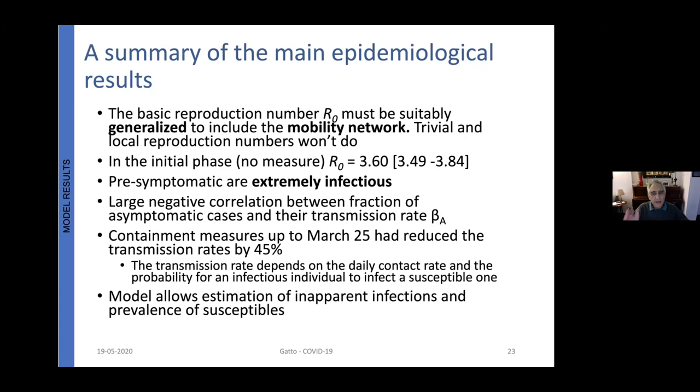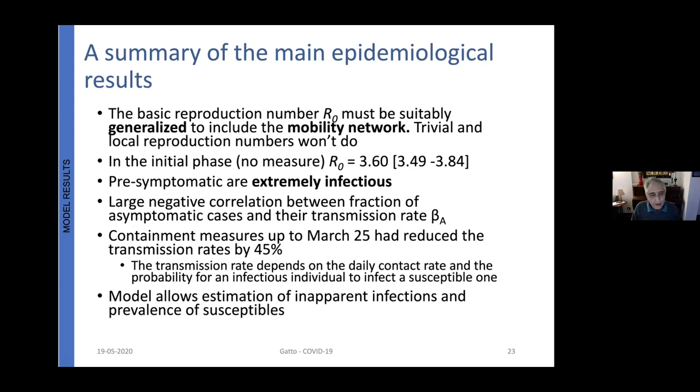So, main epidemiological result. We calculated the basic reproduction number. It is about 3, well, very similar, let's say 3, 3.2, 2.8, something like that. That is a common number all over the world. We had a confirmation that the pre-symptomatic are extremely infectious, because in order to fit the Italian data, the beta, the transmission rate of the pre-symptomatic, had to be much larger than the transmission rate of the asymptomatic or the symptomatic infectious. However, there was a large negative correlation between the fraction of asymptomatic cases and their transmission rate. Okay, so that's a problem.